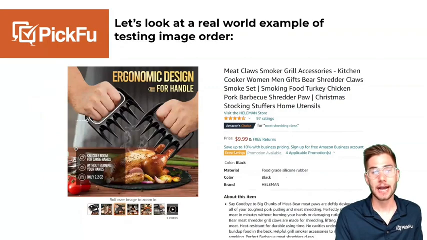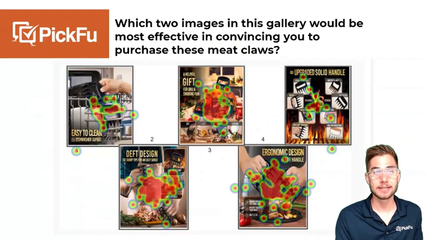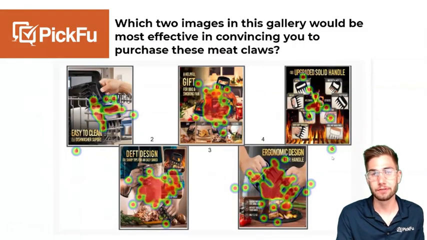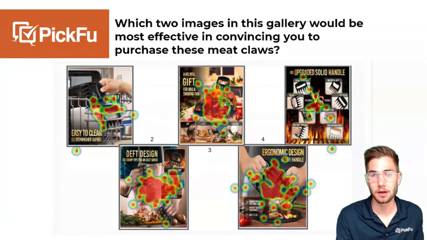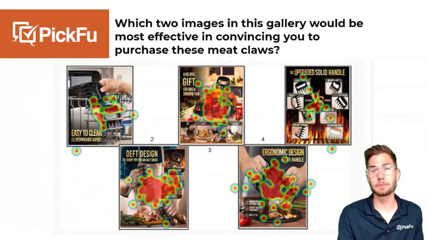I went earlier today, I downloaded the 5 images, aside from their main image, but the 5 infographics they had in their gallery. And what I did is I just put them into a Google slide. I guess I'm revealing a little bit right now. I dropped them into a Google slide and I just put little number 1, 2, 3, 4, and 5 on this. And then I uploaded it into PickFood under a test that we have called a click test. And basically, I asked the question, which 2 images in this gallery would be most effective in convincing you to purchase these meat claws? And then people are going to click on their top 2.